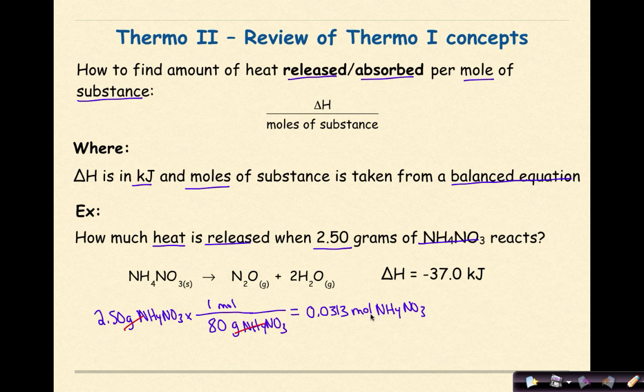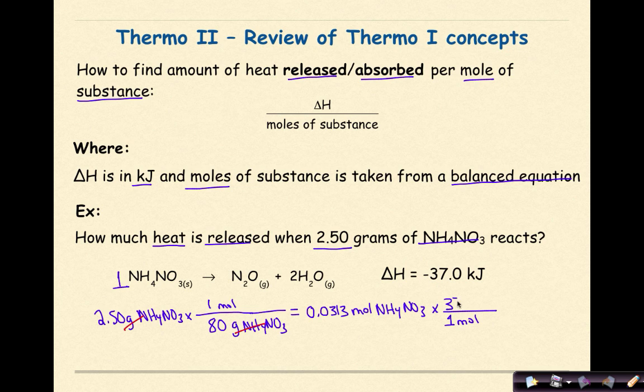NH4NO3. Once I have moles of ammonium nitrate, then what I can do is relate this number of moles of ammonium nitrate to my formula up here. So I'm going to just take this a step farther and put a multiplication sign and a line. And I know that looking at my balanced equation, there is a coefficient of 1 right here. So I know that for every 1 mole of ammonium nitrate consumed in this process, I'm going to release 37 kilojoules. And I know I'm going to release it because I see this negative sign right here.